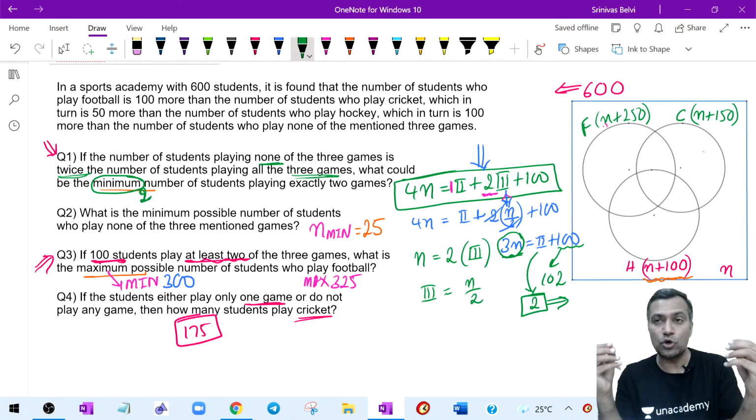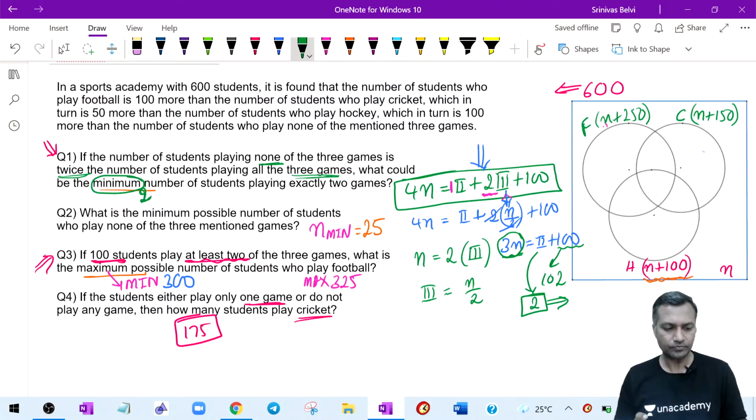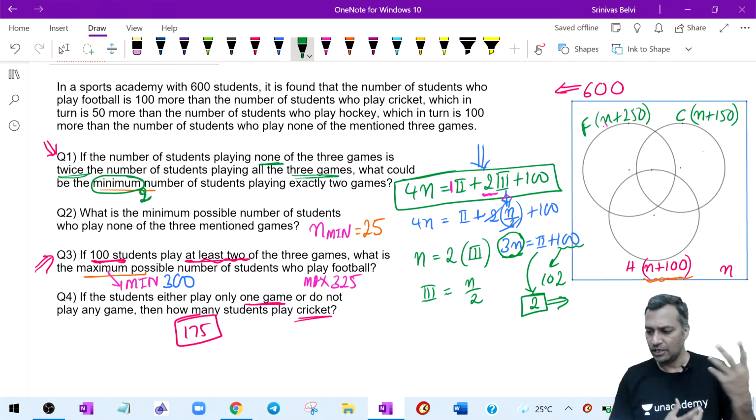Why? Because we are talking about students. They cannot be fractions, right? I have to make it an integral multiple. So therefore, the minimum value of region 2 is going to be 2.